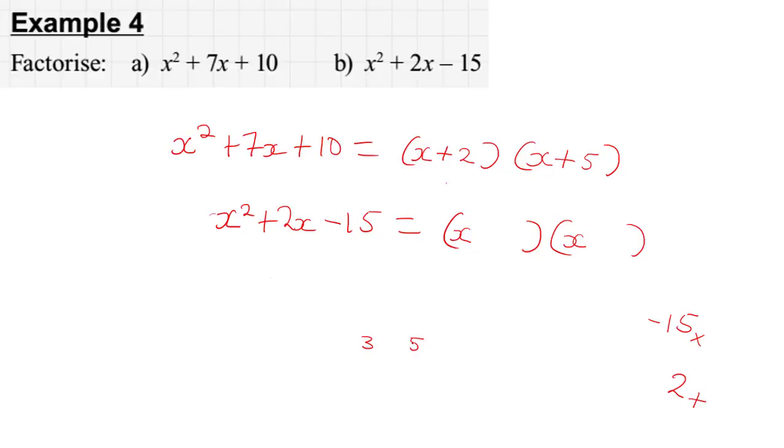Now, if I multiply these two together, for the answer to be negative, it means that either 3 is negative and 5 is positive, or 3 is positive and 5 is negative. So there are two options. Now let's check if it works. If I do negative 3 add 5 on the number line, I get 2. But if I do 3 plus negative 5, I end up with negative 2. So this doesn't work. The only thing that works is negative 3 and 5.